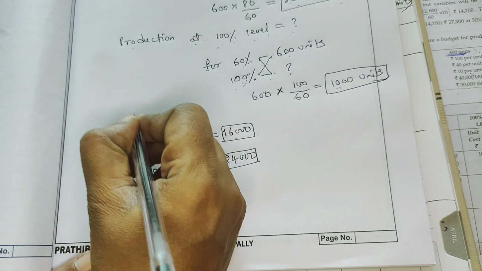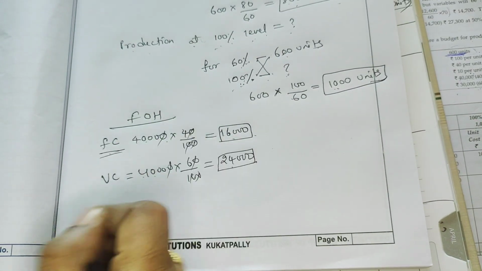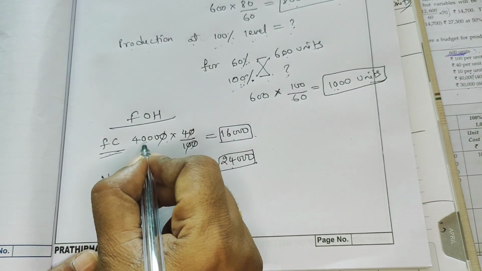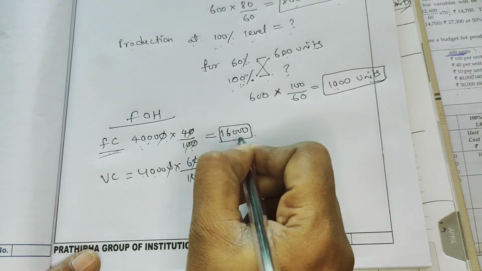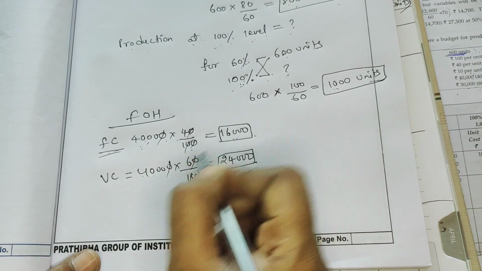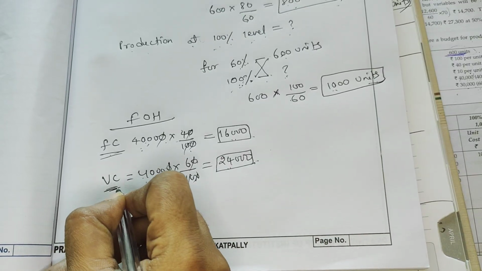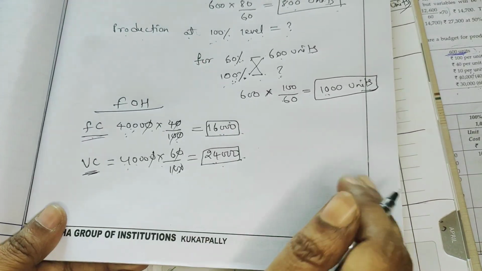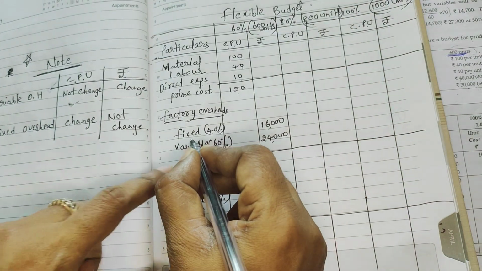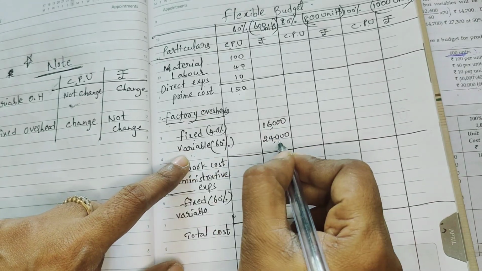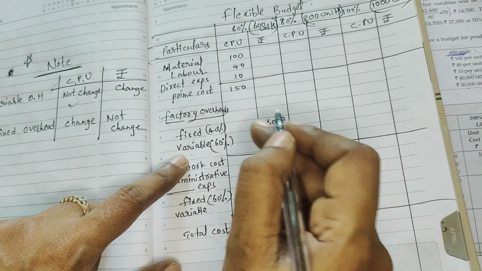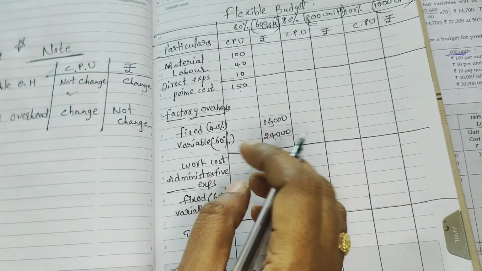See here, factory overheads 40% fixed. So 40,000 into 40%, you will get 16,000. 40,000 into 60%, 24,000. That is variable cost. So these two values we need to post in the flexible budget. So fixed 16,000, variable 24,000. Here given only amount, not cost per unit.